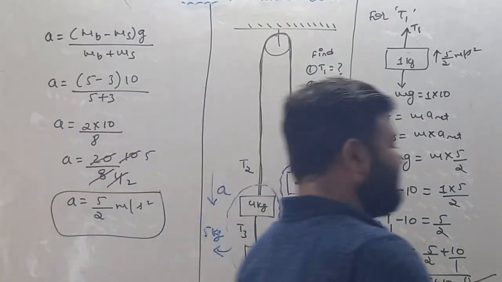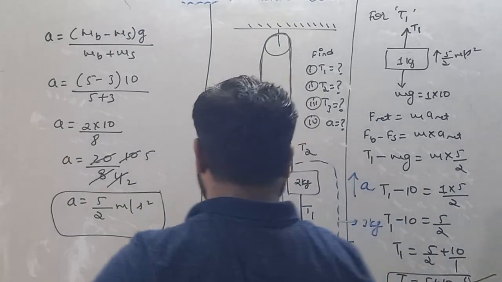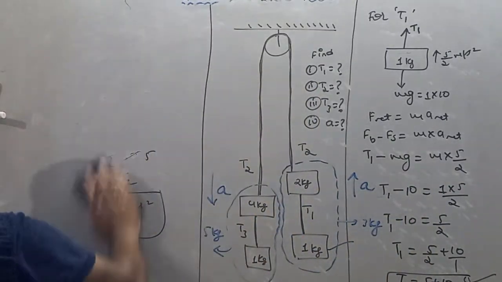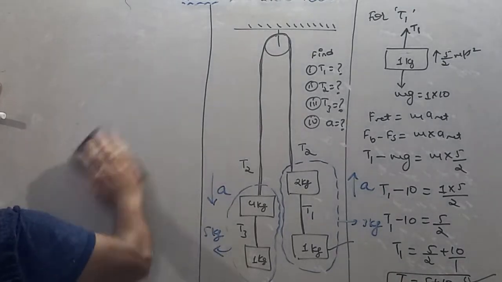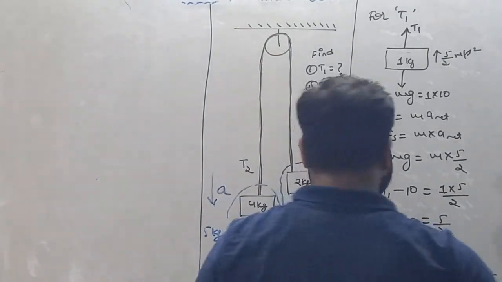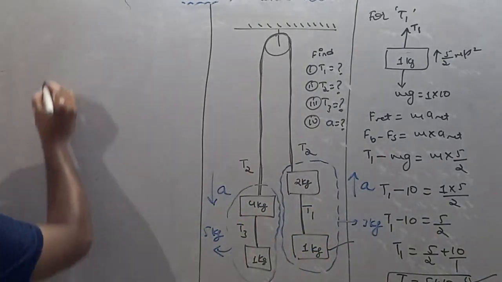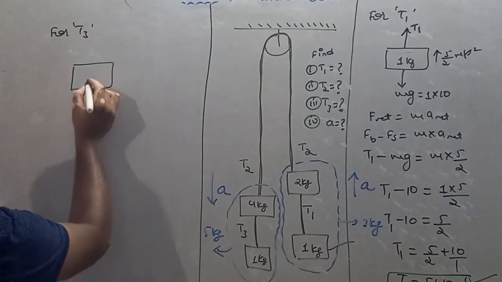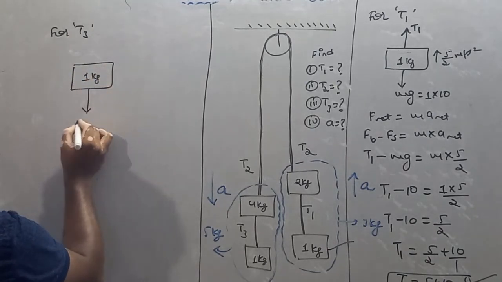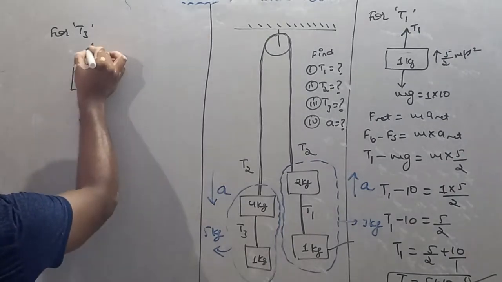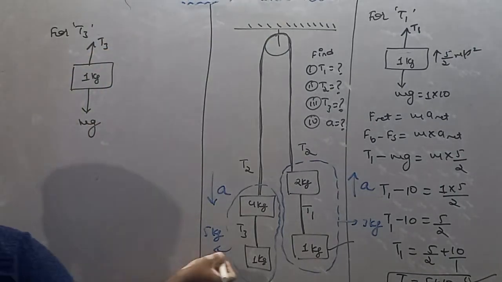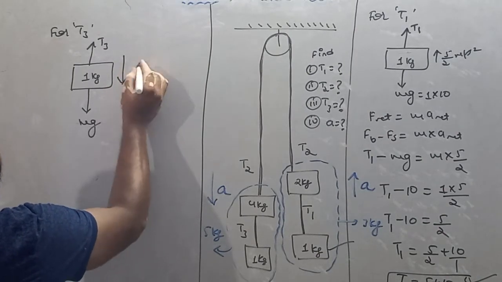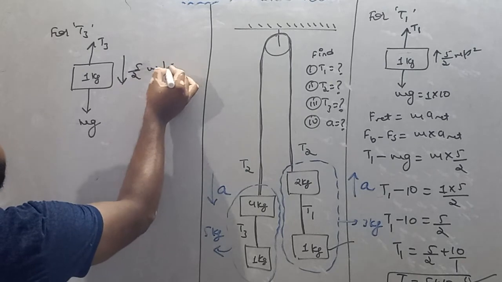Moving forward, calculate the value of T2 as well. But first let's find T3. For finding the value of T3, we have to make the FBD of this 1 kg block. So for T3, this is our block of mass 1 kg. Vertically downward it is mg, upward it is T3, and acceleration is in the downward direction, 5 by 2 meter per second square.